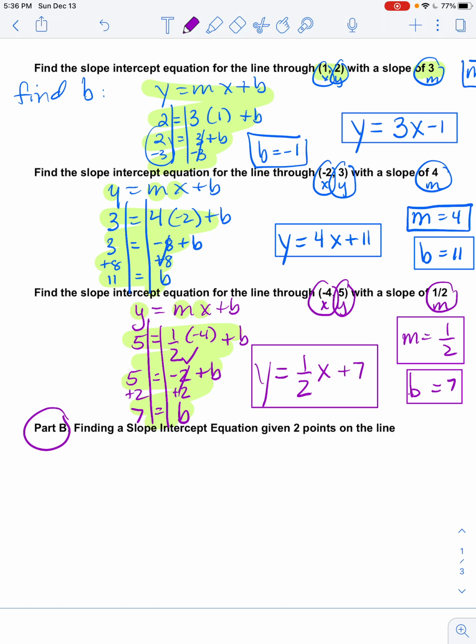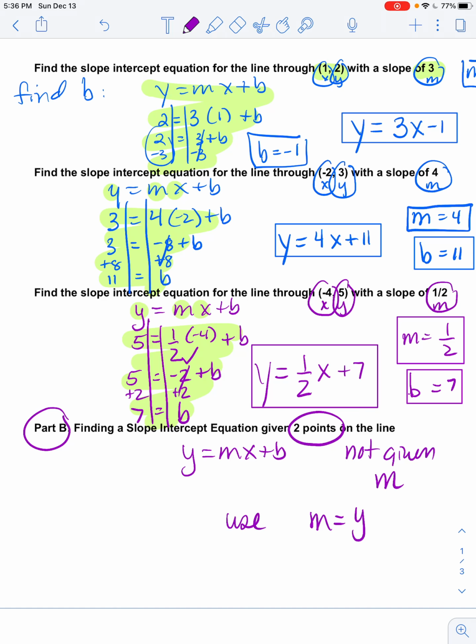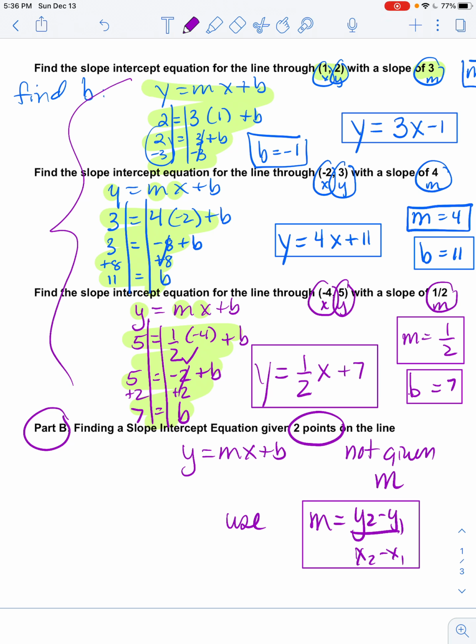So then in part B, we're going to take it one step further because we're still finding a slope-intercept equation. So we're still going for y equals mx plus b, but now we're going to be given 2 points on the line, which means we are not going to be given the slope, but with 2 points, we're going to have to use y2 minus y1 over x2 minus x1 to find it. And then we're going to go ahead and find b in the same way we did in these 3 examples.